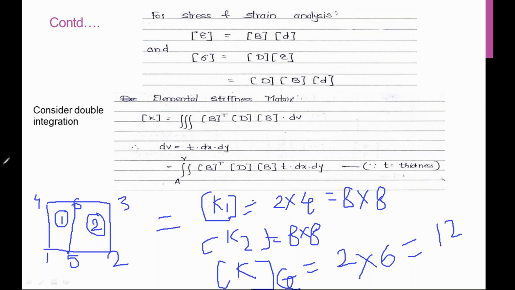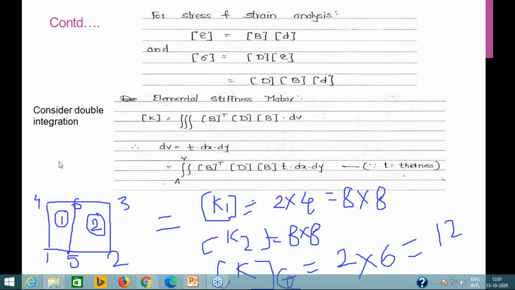Okay, don't get confused. I'm going to explain it for the truss problem. Then you will get to know the position of the K1 matrix and K2 matrix in the global stiffness matrix. Till here, the concept is clear. Are you getting this? The global stiffness matrix size is 12 by 12.